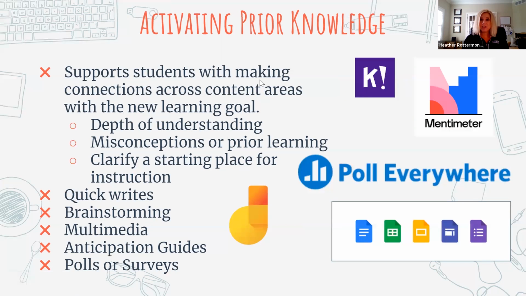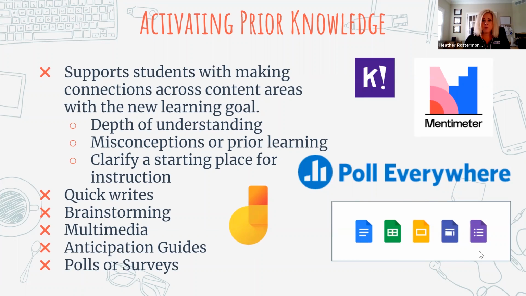So if we are activating prior knowledge, and this really helps us to know where students are at, like their depth of understanding, but also to see any misconceptions, it helps give us a starting place. These are some tools that I would recommend you using. You could use Kahoot. Mentimeter is a great one. If you create a quick poll, Poll Everywhere is very similar to Mentimeter. You could do a Jamboard. The Jamboard is what we were on in the beginning where you had to move your dot.